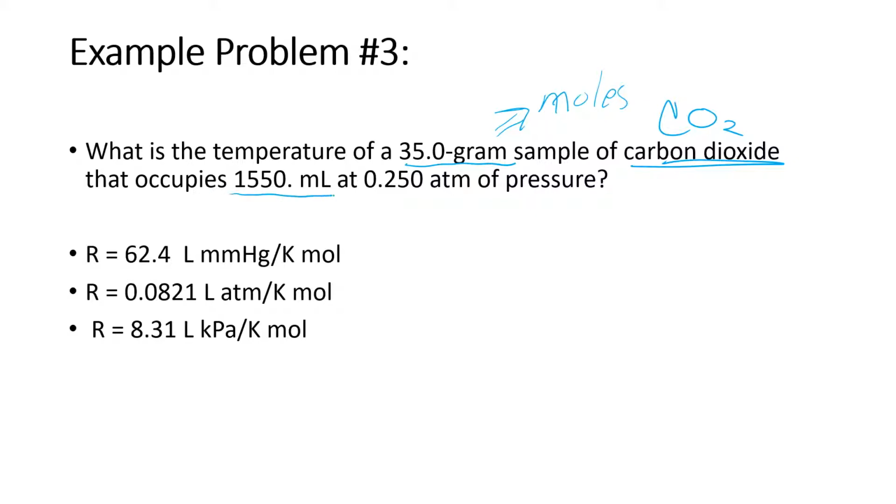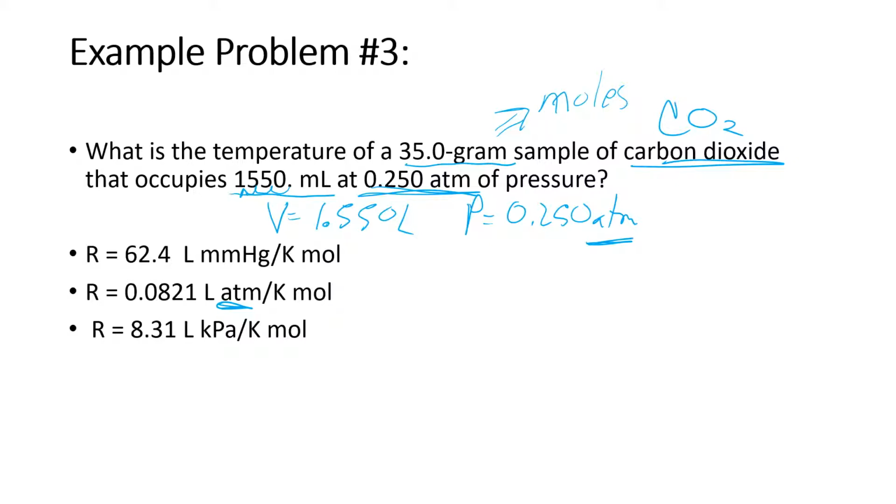This 1550 milliliters is our volume. And because it's in milliliters, we got to get it to liters. So we're going to jump 3 places here. So our volume is equal to 1.550 liters. And then here is our pressure. So our pressure is equal to 0.250 ATM. And because that's ATM, we can look at these 3 and figure out which one we're going to use. And it's the one with the ATM. So we're going to use that one.